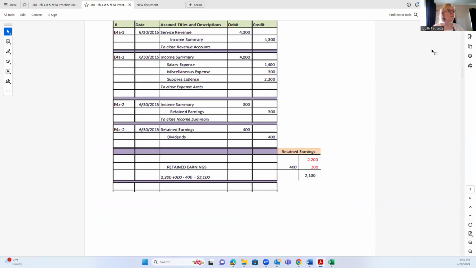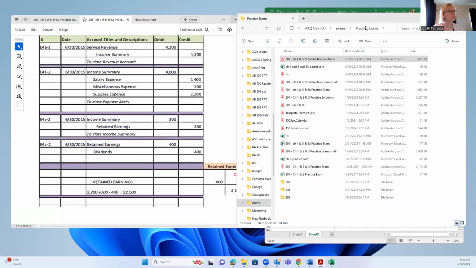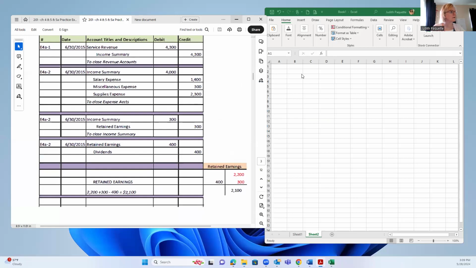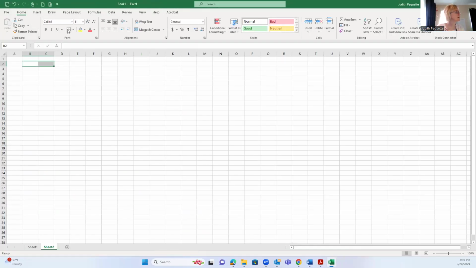All right. So then I want to stop here and do a T account for income summary. So let's see if I can pull this off. Can you see 2 screens? Can you see the solution and Excel? Yes. Yay, it's a good day. Okay. I'm going to make it big so I can use all my space.